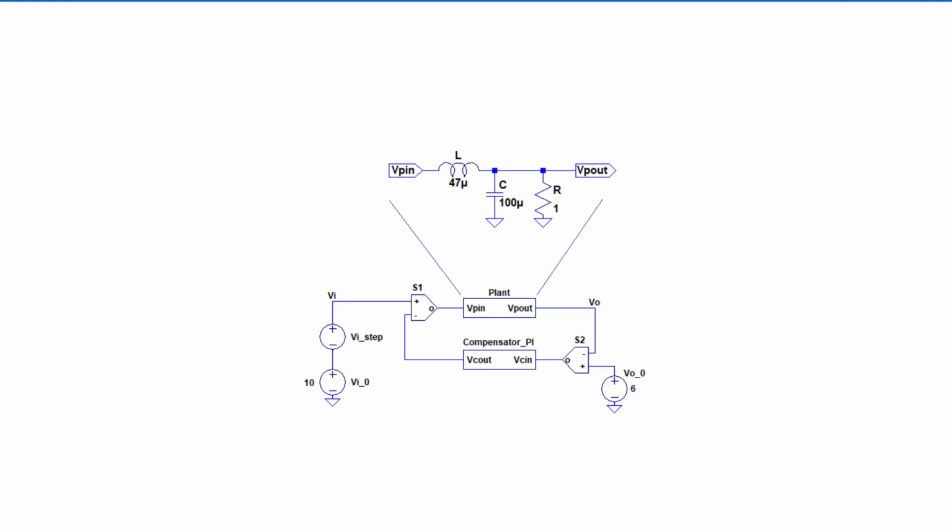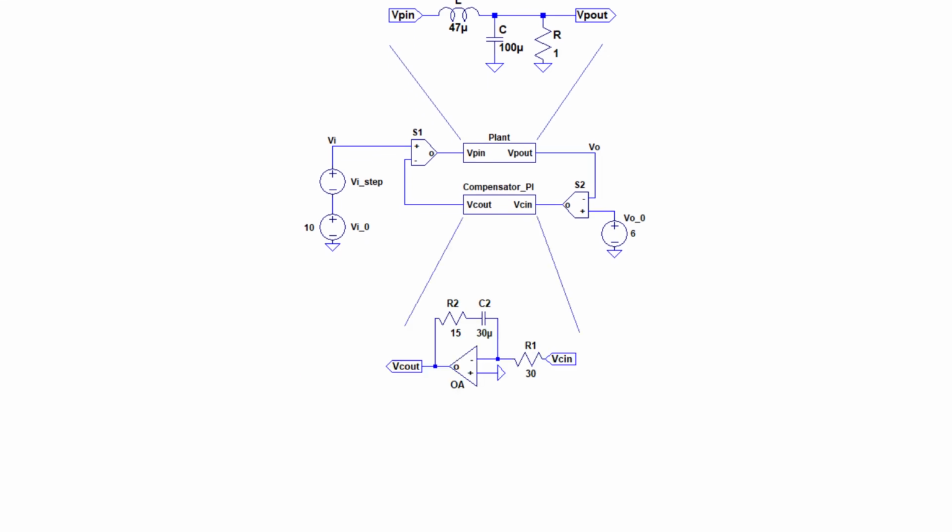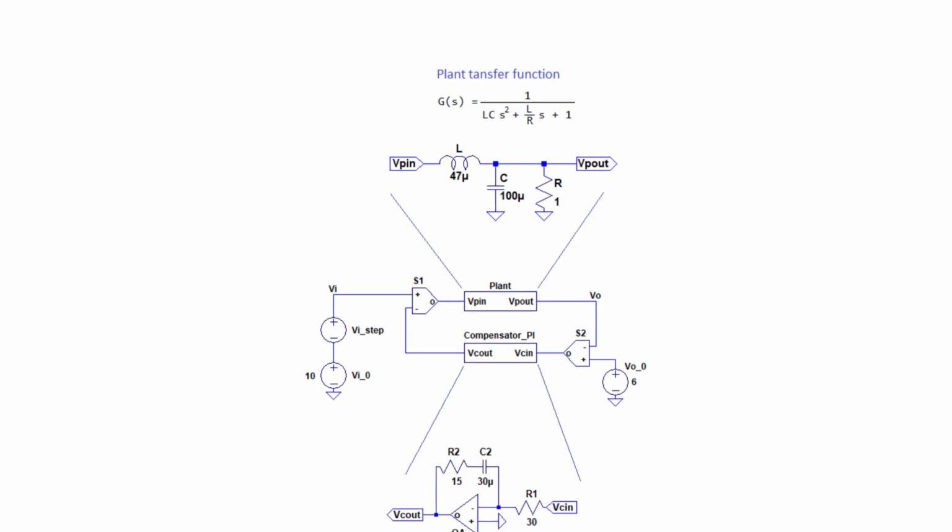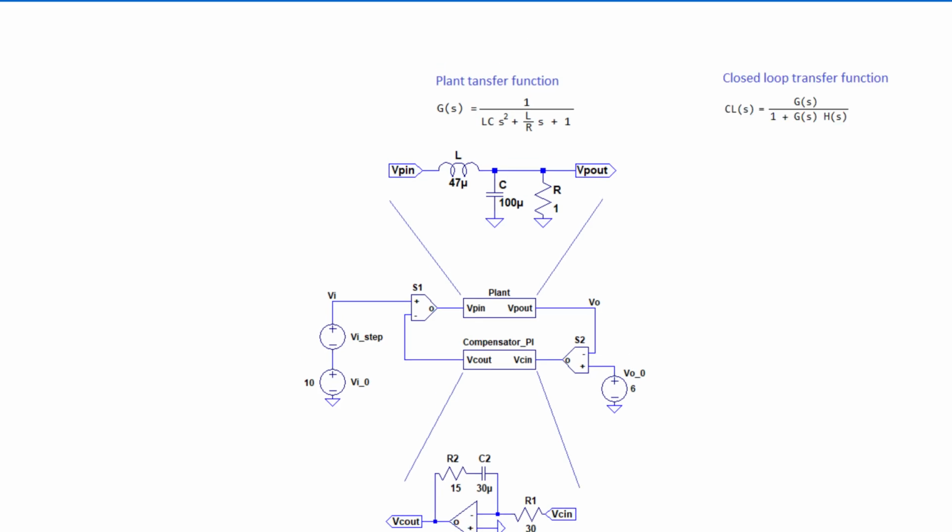This is the plant circuit. And this is its transfer function. This is the compensator circuit. And this is its transfer function. In this way, according to the control theory, the closed-loop transfer function should be calculated this way. And this is the formula for the open-loop transfer function. These functions are all you need to edit the system, the buck, in this case.